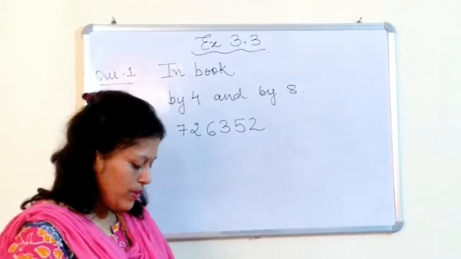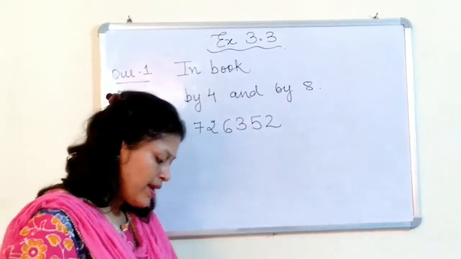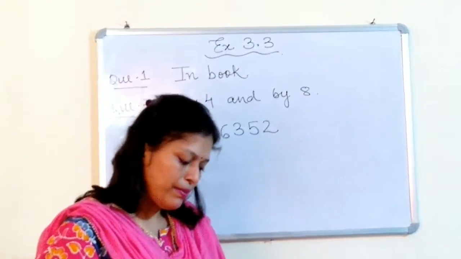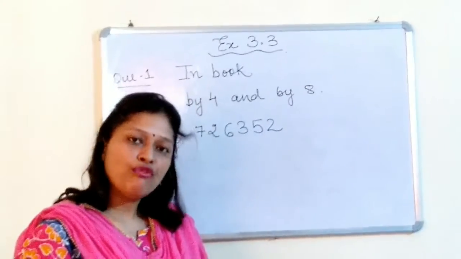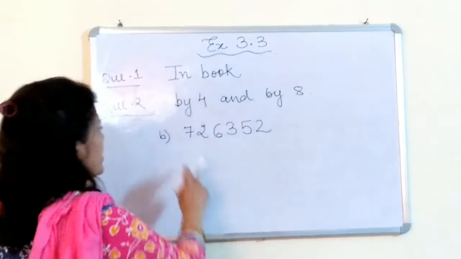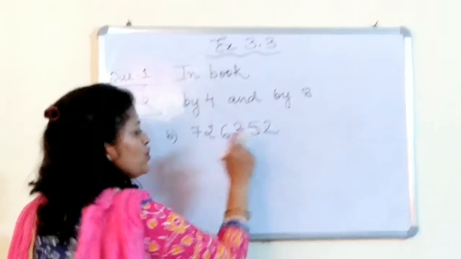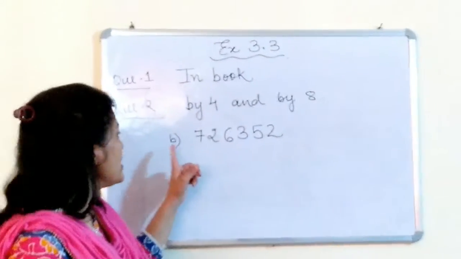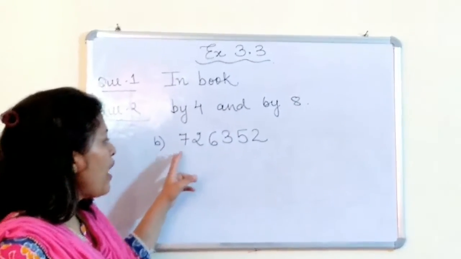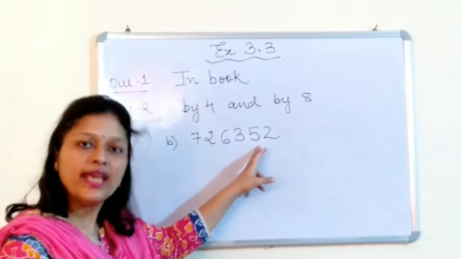Okay, now look at question number 2. Using divisibility test, determine which of the following numbers are divisible by 4 and by 8. So, the B part is 7, 2, 6, 3, 5, 2. This is your question number 2, B part. Now you have to check this number by 4 and by 8.